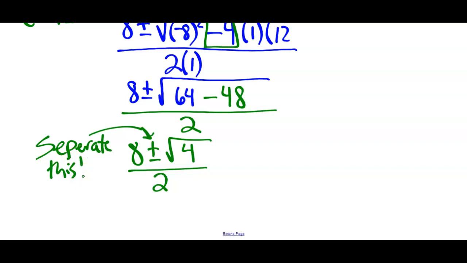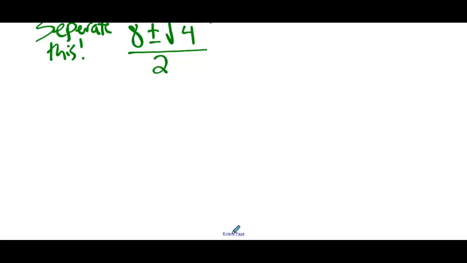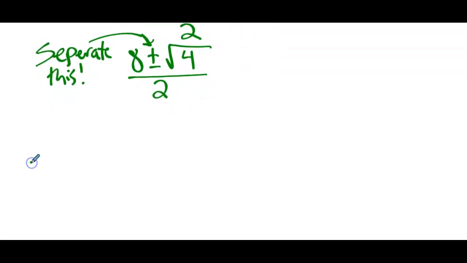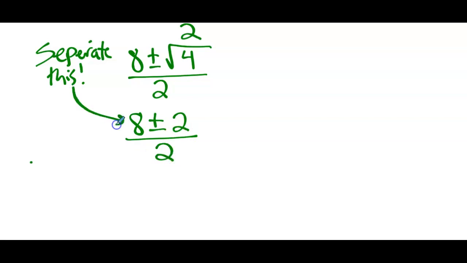Okay. What do I mean by separate this? I need to go one more step, because I can take the square root of 4. I'm so sorry. Since I can take the square root of 4, I can go one more step before I separate this. So I'm going to take that arrow away and put a different one in. 8 plus or minus, what's the square root of 4? 2, all over 2. Okay, now I'm going to separate that.